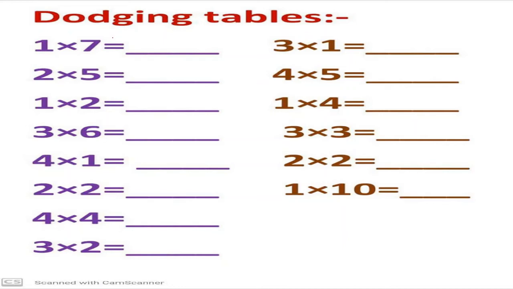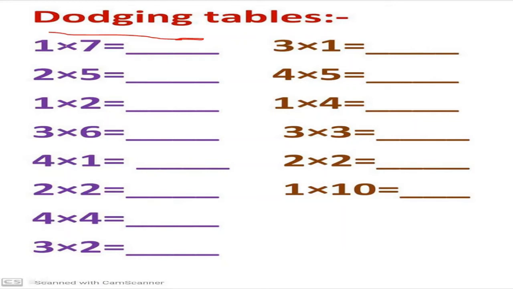As I told you before, what are the dodging tables? Dodging tables are nothing but completing the skip counting tables. There are different tables present which you have to fill up. Tables will not come in a sequence while you are doing dodging tables. Okay? So you have to do this as your homework also.